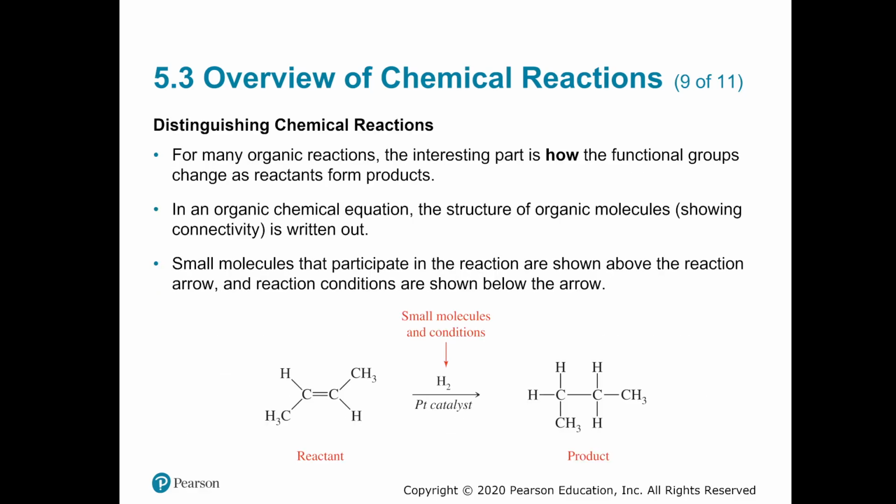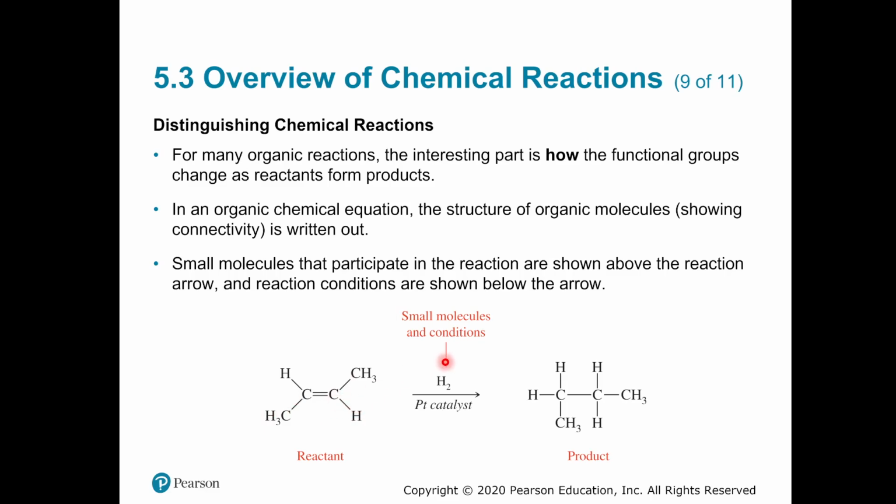All right, so let's talk about distinguishing some different chemical reactions. For many of the organic reactions, the interesting part is going to be how the functional groups change as reactants form products. So in an organic chemical reaction, the structure of the organic molecules is going to be written out, showing these connectivities. And we'll see they'll have a difference in that connectivity going to products. Small molecules that participate in the reaction are going to be shown above the reaction arrow. Reaction conditions will be shown below the reaction arrow. So in this case right here, we have the major reactant, which is butene.